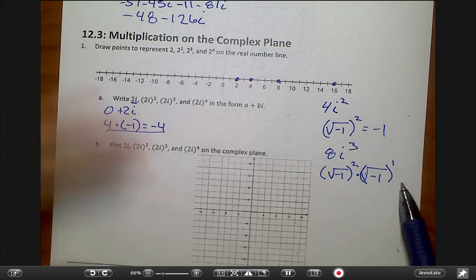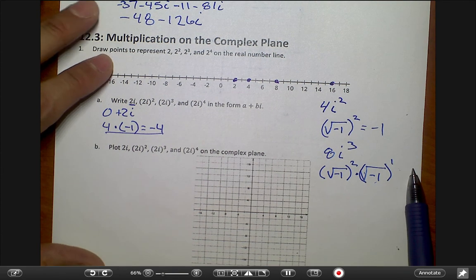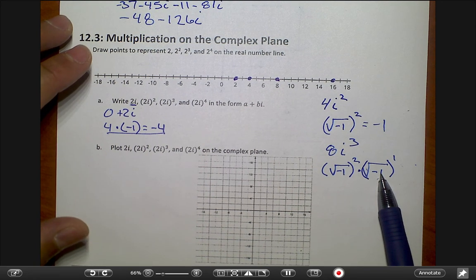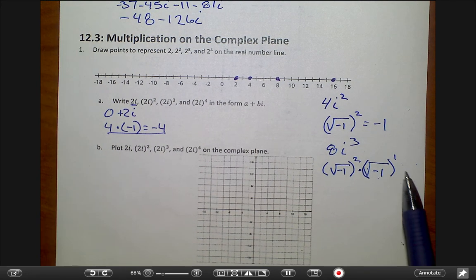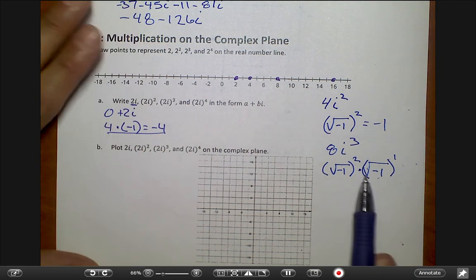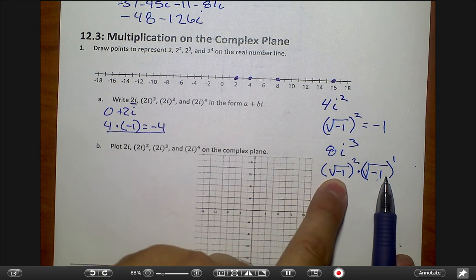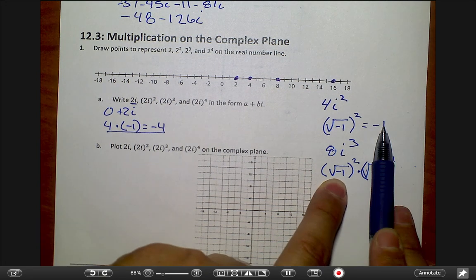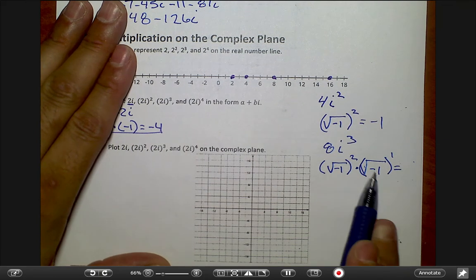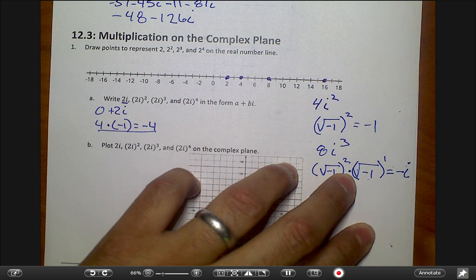Okay, so what is square root of -1 to the first? It's not a trick question. What is square root of -1? Say i. Square root of -1 is i, right? This is i. But what is this? -1. So together, this gives you -1 times i, which is -i.